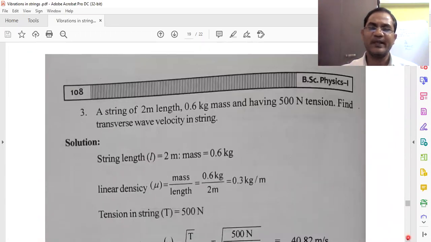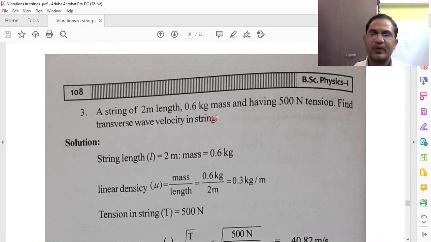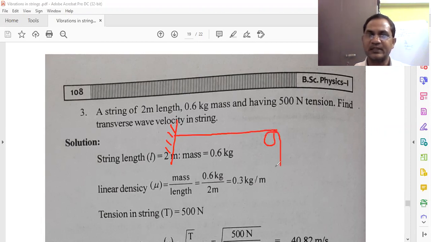A string of 2 meter length, 0.6 kg mass, and having 500 Newton tension. Find the transverse wave velocity in the string. For this, I have shown the diagram also in the theoretical discussion. Here the string is tied at one end and the other end is suspended by some load over the pulley.